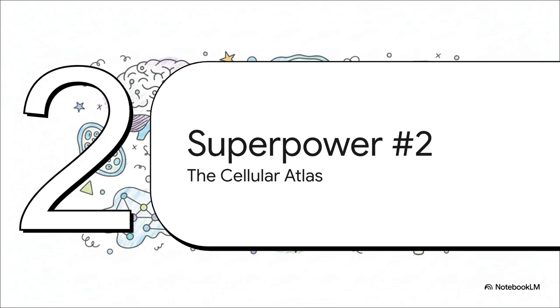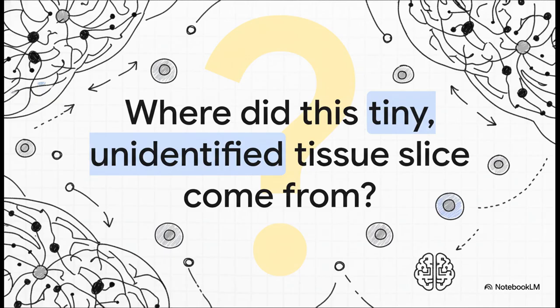But pinpointing disease is really just the beginning. The second superpower of CAST is that it can act like a search engine for biology, helping to build what's called a cellular atlas. Okay, imagine this. Let's say you're a researcher and you have a tiny, anonymous slice of brain tissue from a biopsy. How on earth could you figure out its exact origin from within the massive, complex landscape of the brain?